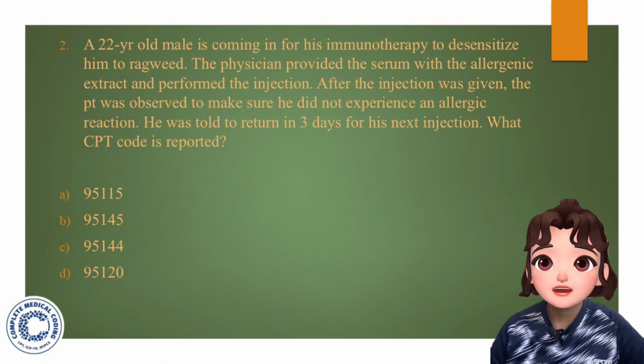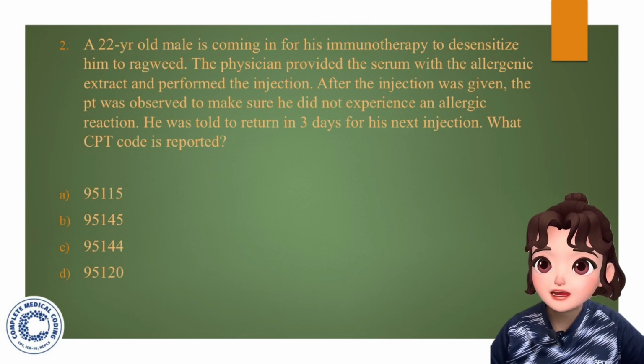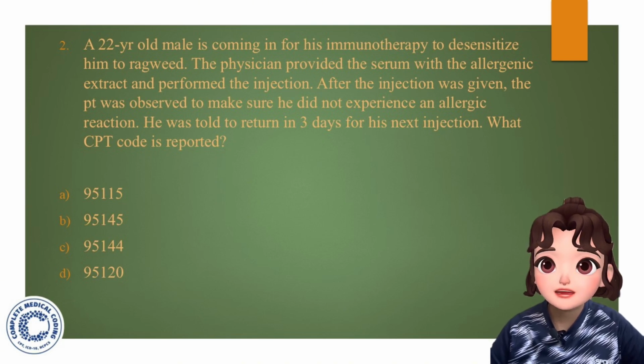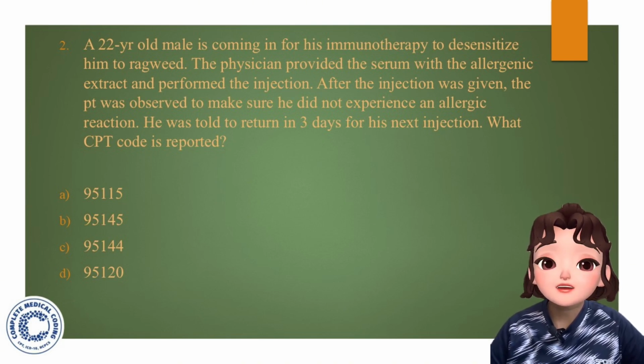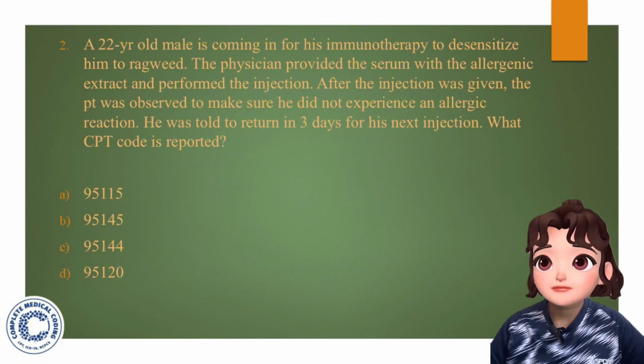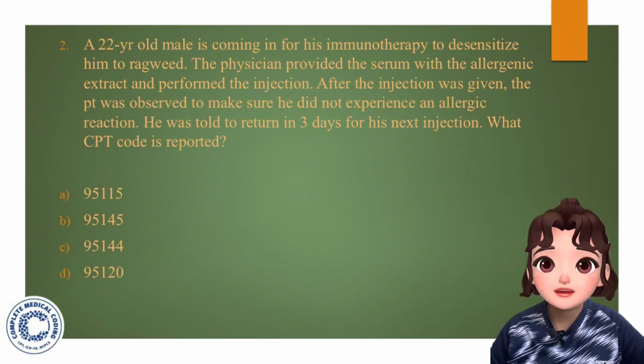So here the patient is visiting the physician's office for getting the ragweed injection. Okay, injection, like an immunotherapy procedure. So what CPT code is reported here? They have not asked for any diagnosis, it's only the procedure which is done. We have to code for the injection procedure, okay. Let's go to the options directly. What is CPT 95115?